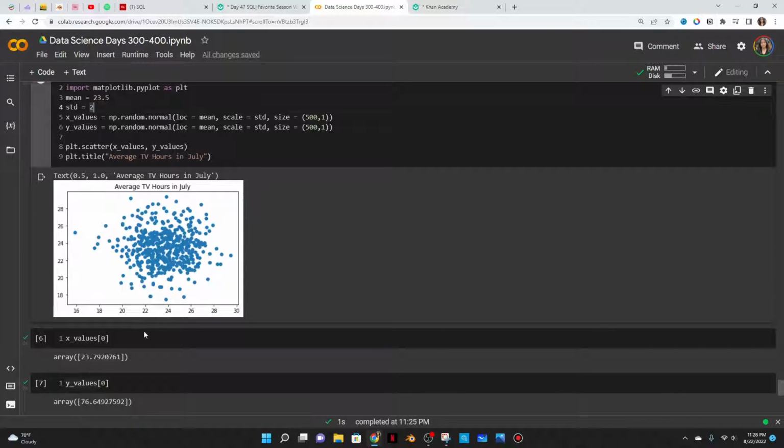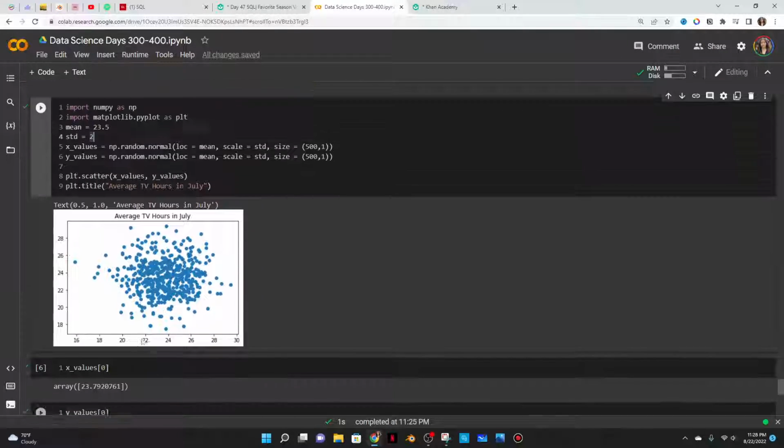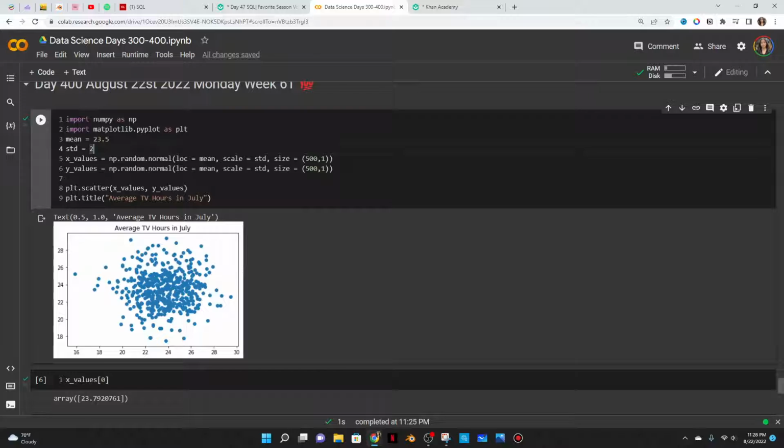So, just trying to play around with things. What am I generating? Right here, I'm generating an array of random values with the loc being what it is and the scale being what it is. And those are my random values. But then in order to have a scatter plot, I'm doing two of them, and they're plotting.